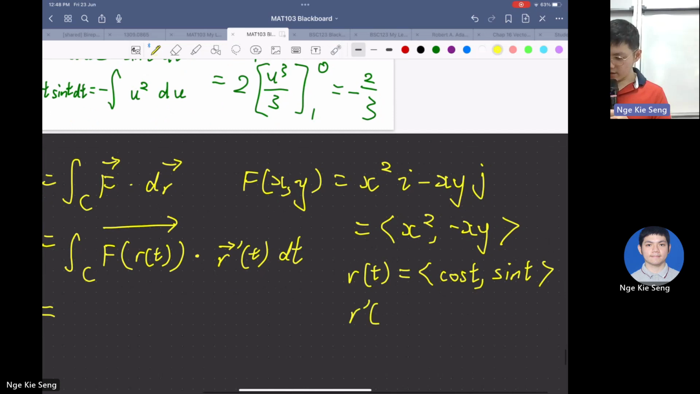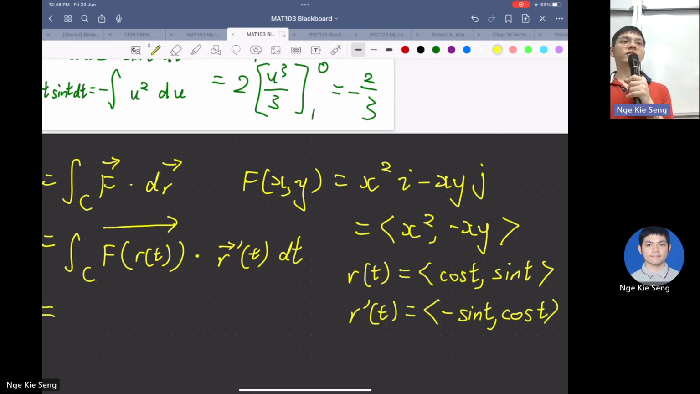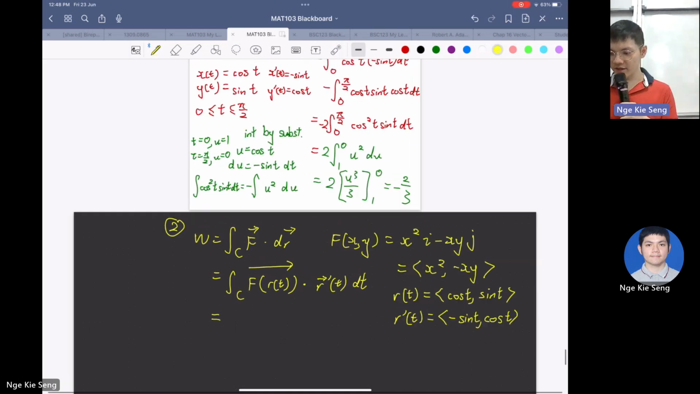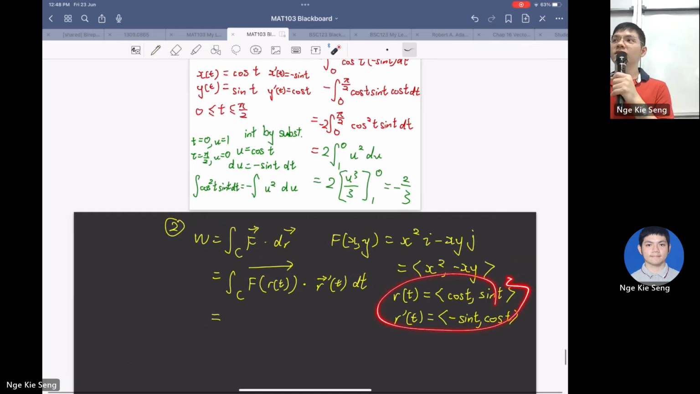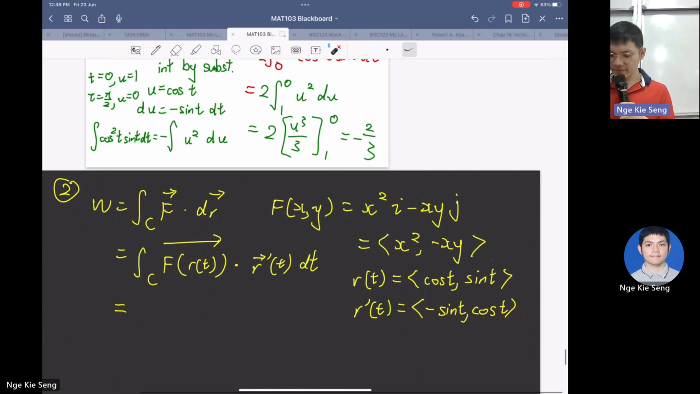So r prime t is just minus sin t, cos t. Okay, not that. We are doing the same thing. We're just using a different presentation. Just now we did it separately, now we do it together. It's really the same thing, but we put it in a different notation.